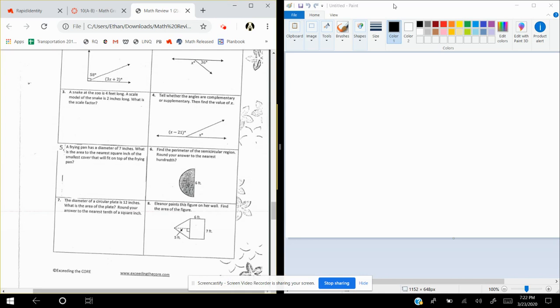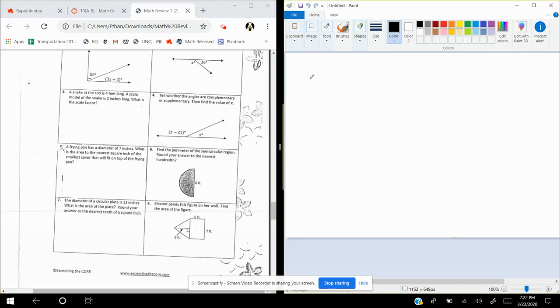Okay. A snake at the zoo is 4 feet long. A scale model of the snake is 2 inches long. What is the scale factor? So what it's doing is comparing feet to inches. Scale factor wants us in the same unit of measure. So we got to get to inches.